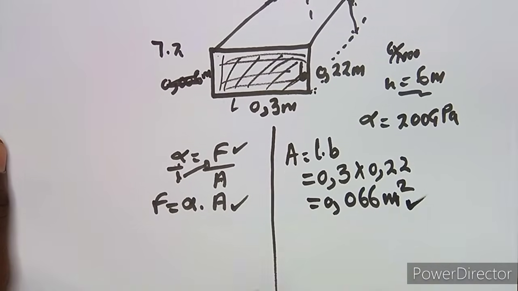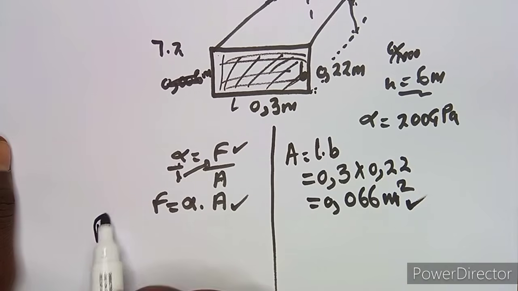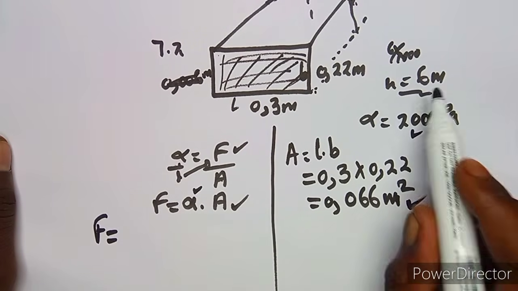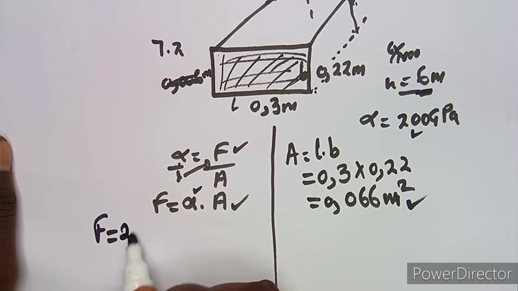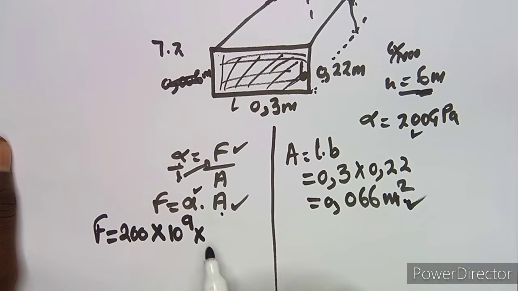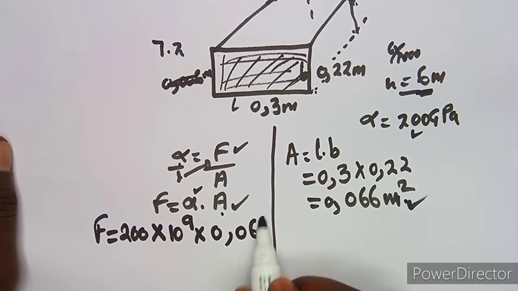So from this area, guys, we can just substitute here because our force is the one that we need. So it's the stress, which is this one. It's 200 giga. So remember, I said giga is times 10 to the power of 9, times the area, which is 0.066, like that.